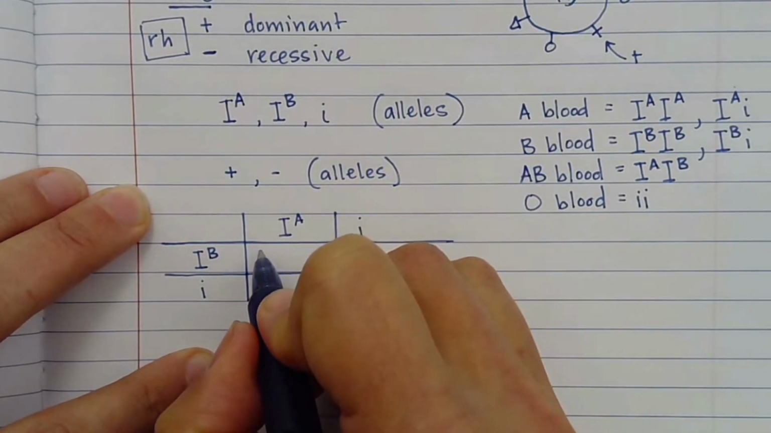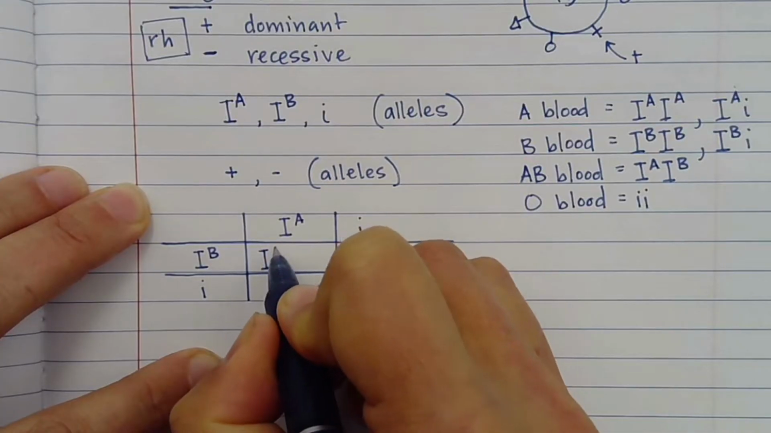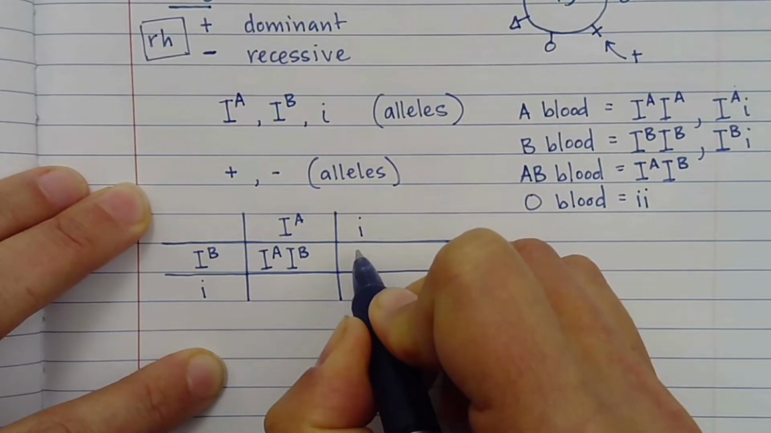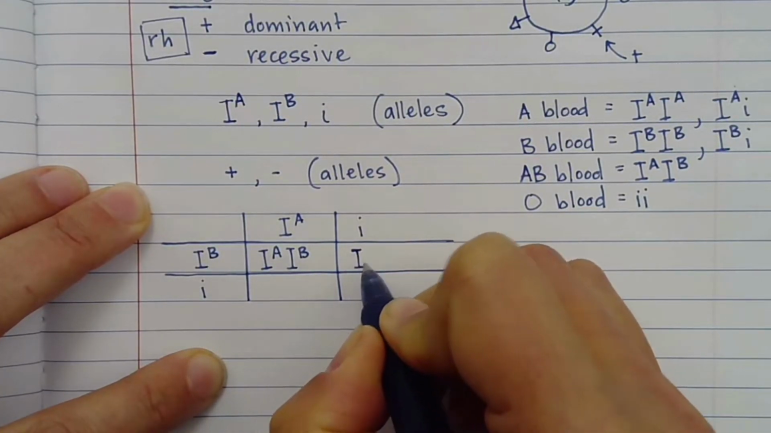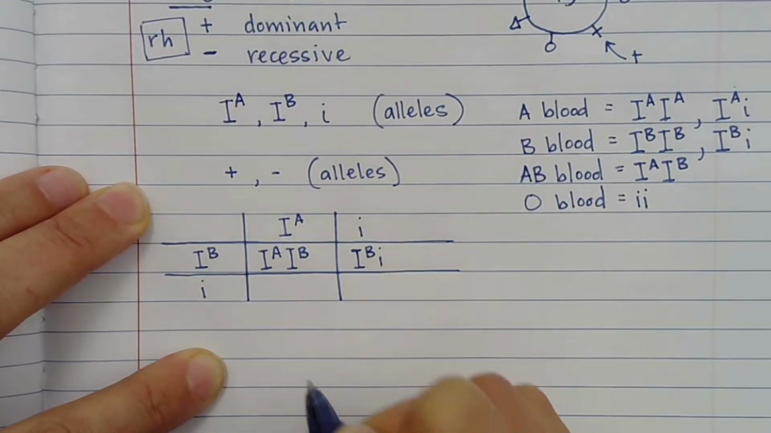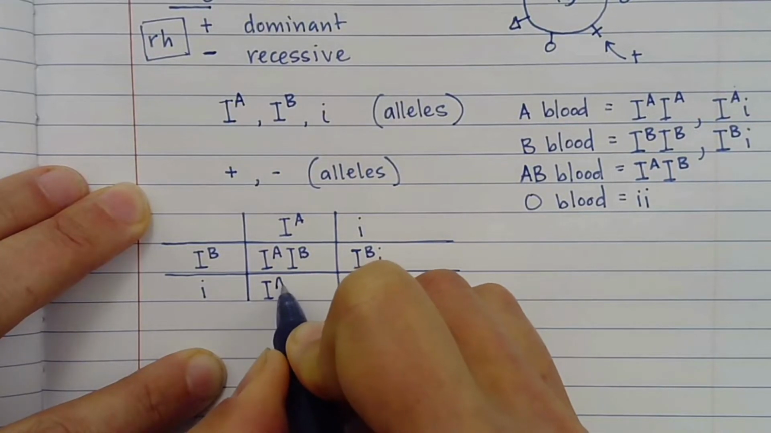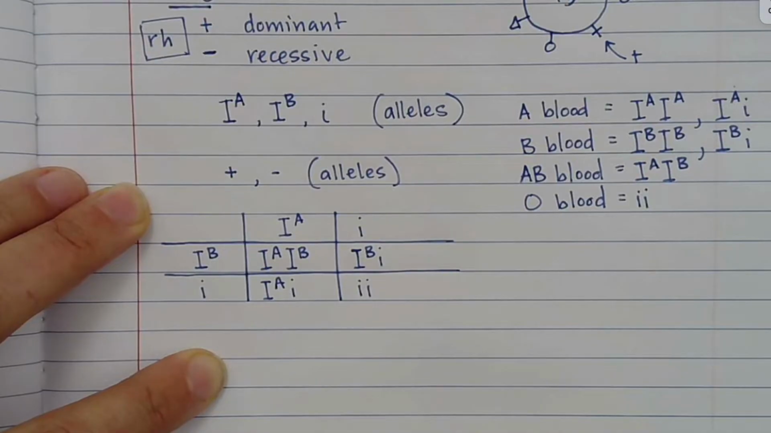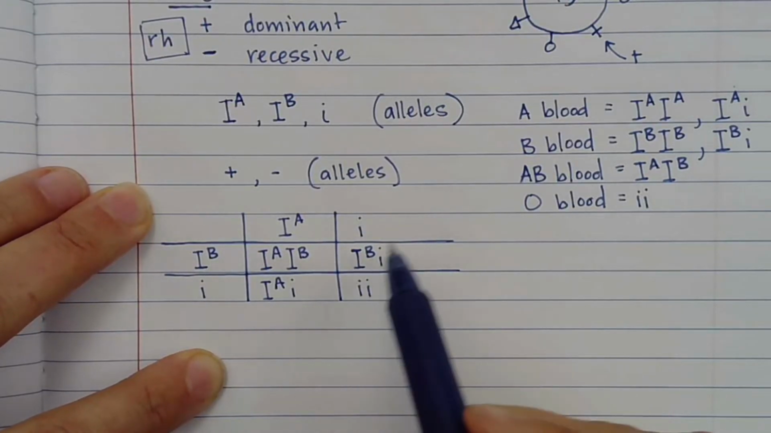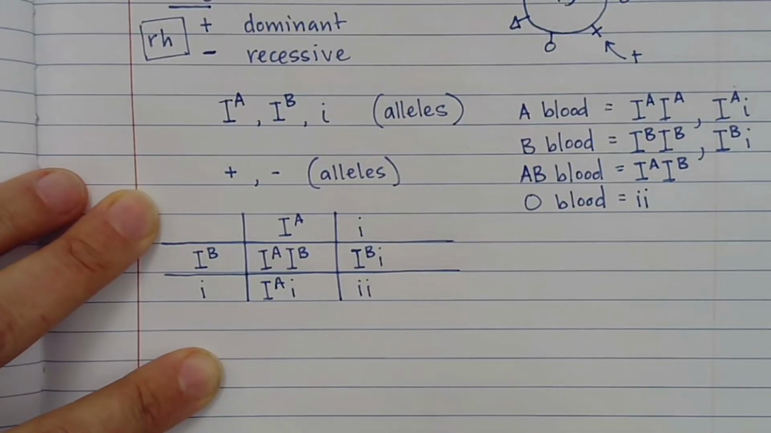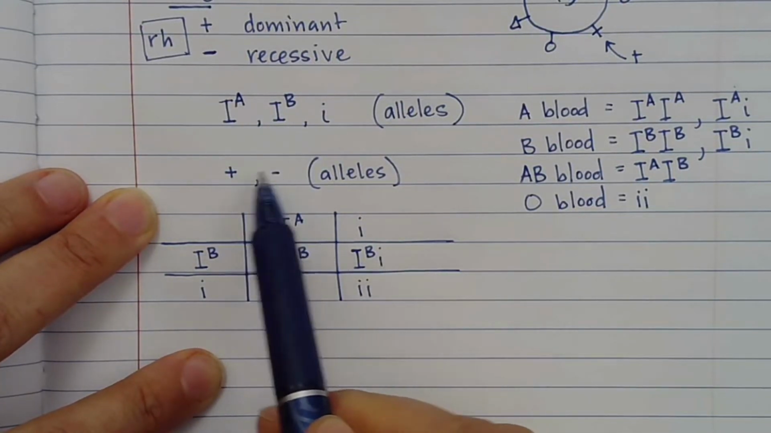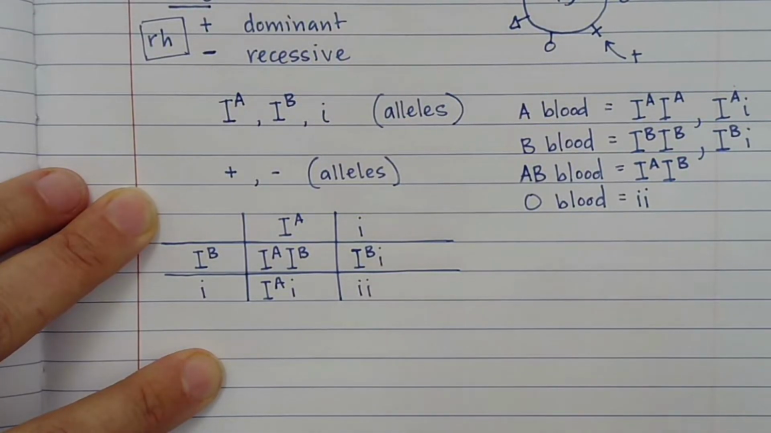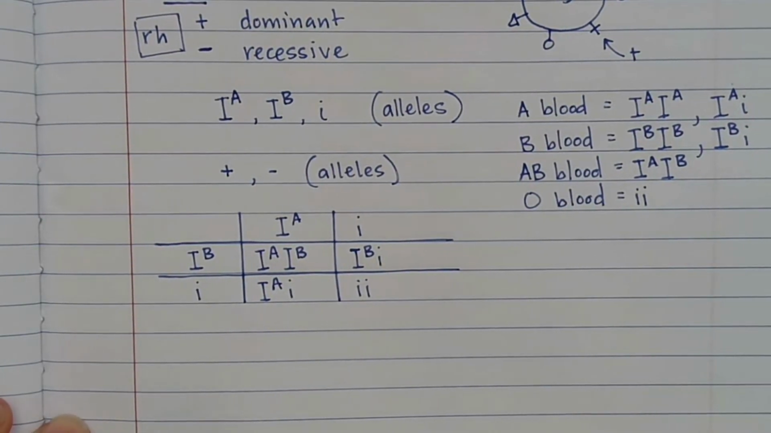The possibility of their babies is they could have a baby with AB blood, or a baby with B blood, or a baby with A blood, or a baby with O blood. So they have lots of different possibilities for what kind of blood their baby would be. Now, if we also knew if they were positive, positive, positive, negative, we could also do a cross for that and figure that one out. But I'm not going to, because that's a lot already.